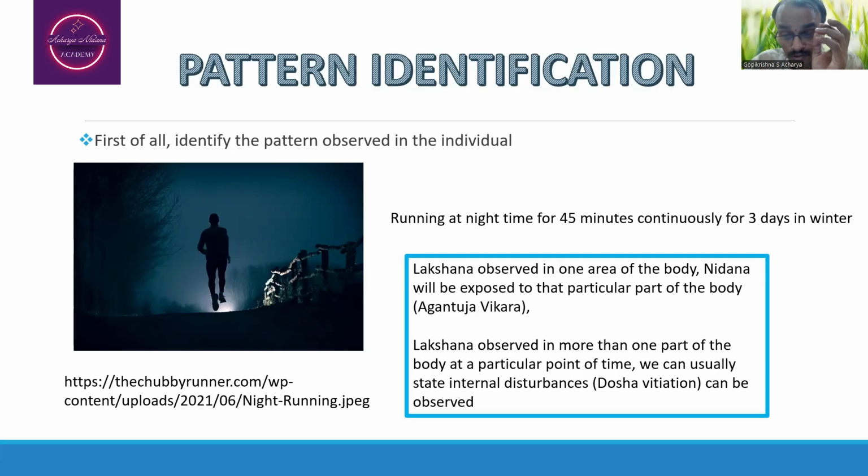If the Lakshana are specifically seen in one area of the body, for example, one knee joint, then the probable Nidana may be attributable to that particular joint itself. For example, trauma to the knee joint.